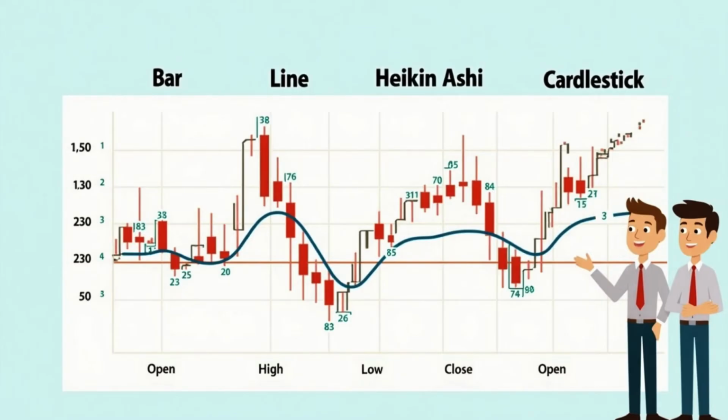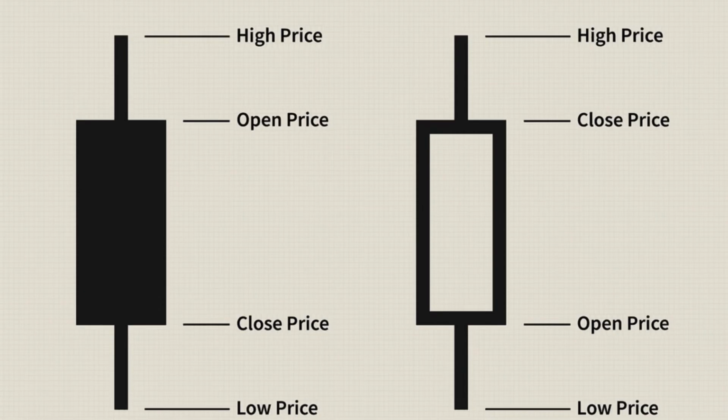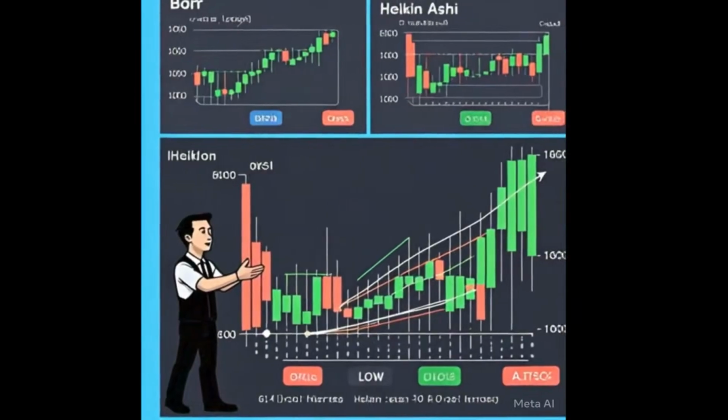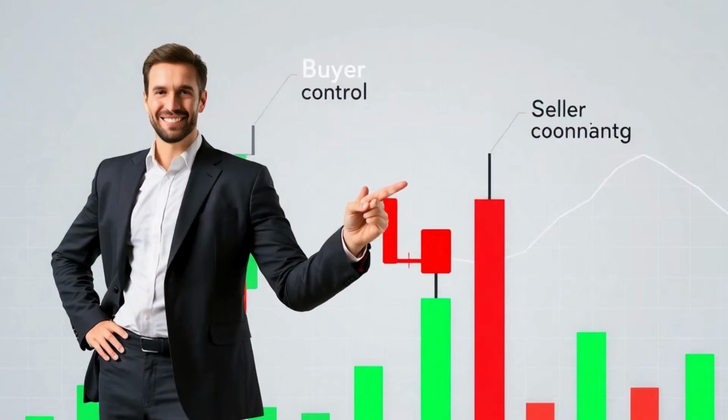Want to master candlestick patterns? Let's dive in. A candlestick shows a market's opening, high, low, and closing prices. If the body is green, the price went up. If it's red, the price went down. The lines above and below are wicks, showing the day's highest and lowest points. By analyzing these parts, traders can spot potential market direction changes.